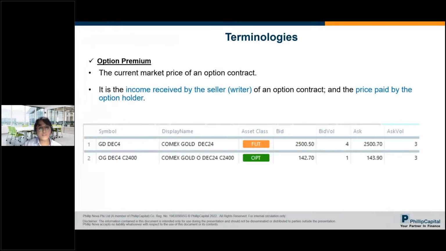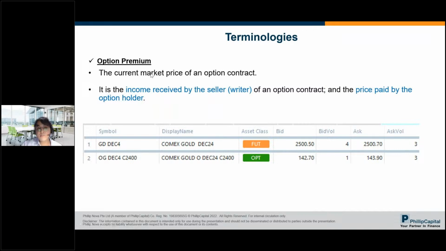Something to consider as well is that when you're buying an option, you are not paying the strike price. What you're paying is actually what we call the option premium. It is the current market price of an option contract. You can see in this screenshot I provided, on the second row, it's essentially the gold December options contract. The C2400 means that it's a call option and the strike price is 2,400.